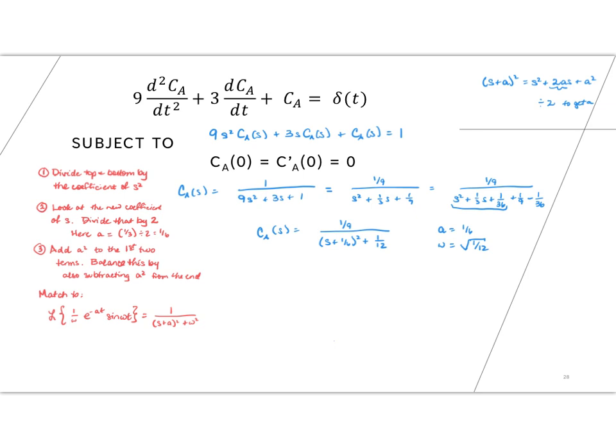All right, so therefore, Ca of t, I'm going to have my 1/9, just hanging out with us, 1 over omega, so the square root of 12, e to the negative t over 6 times sine of t over the square root of 12. And you may not like the looks of that answer, but that is our answer.